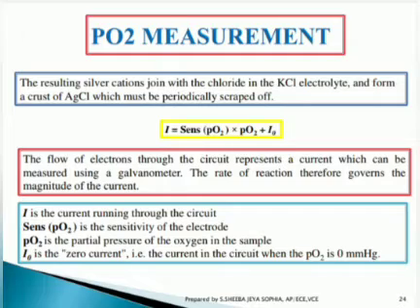I is equal to sensitivity of PO2 times PO2 plus I naught, where I is the current running through the circuit and sensitivity of PO2 is the sensitivity of the electrode. PO2 is the partial pressure of the oxygen in the sample, and I naught is the zero current, that is, the current in the circuit when PO2 is 0 mmHg.